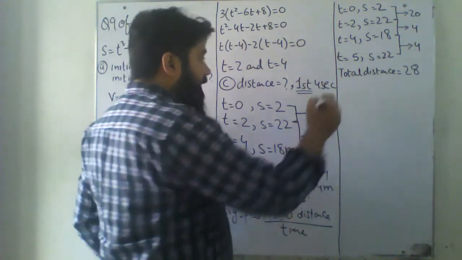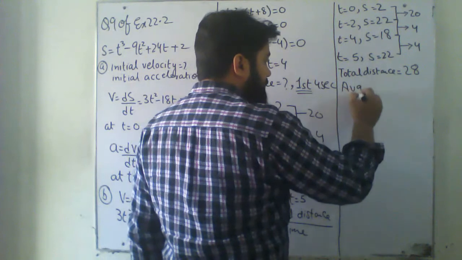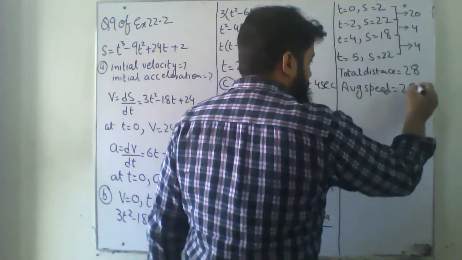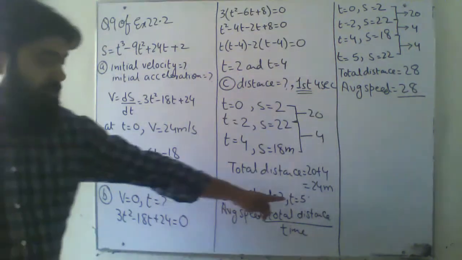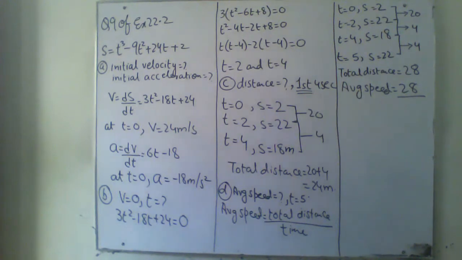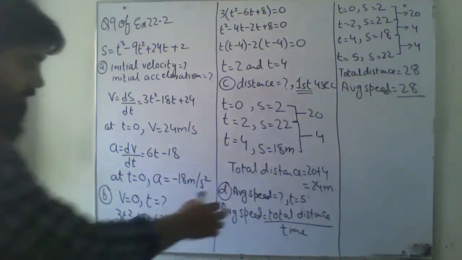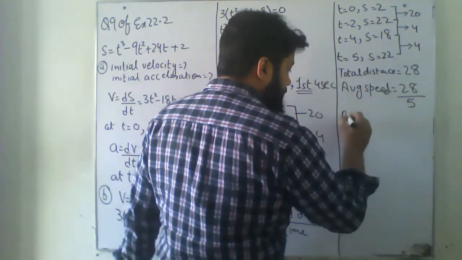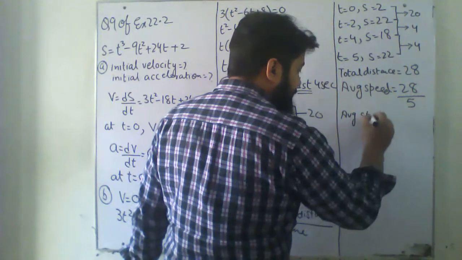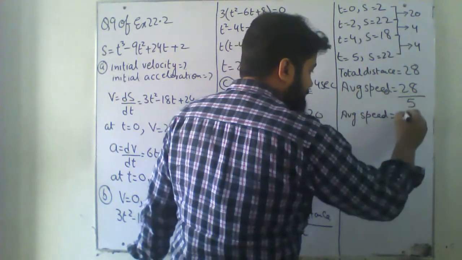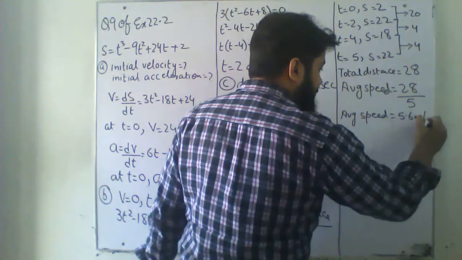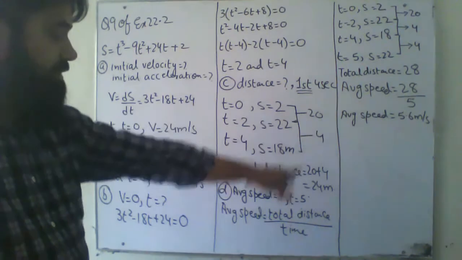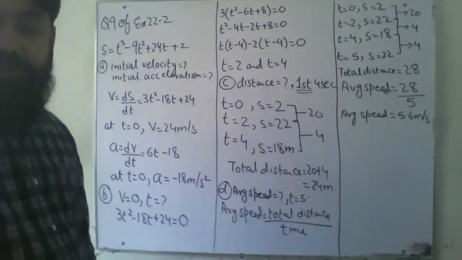Okay, and I have to find average speed. So what's the total distance coming? 28. What was the total time given to me? The total time given was t equals 5. And when I divide them, my average speed is going to be 5.6 meter per second. That's your value of average speed in the first 5 seconds.